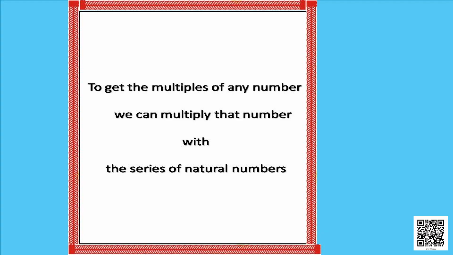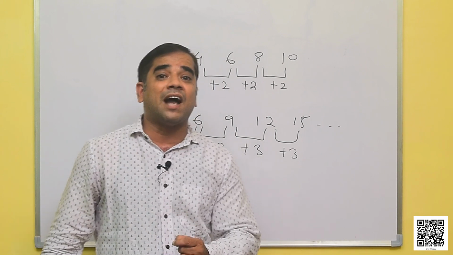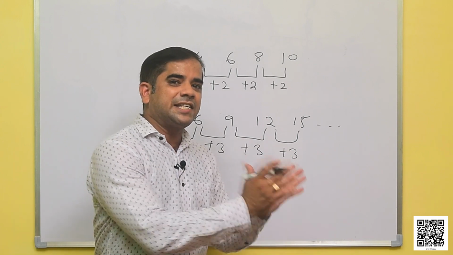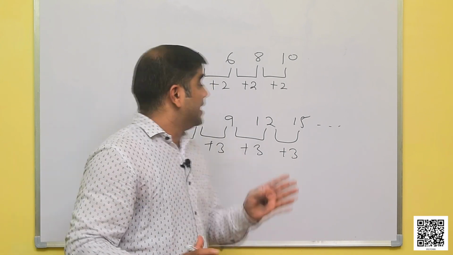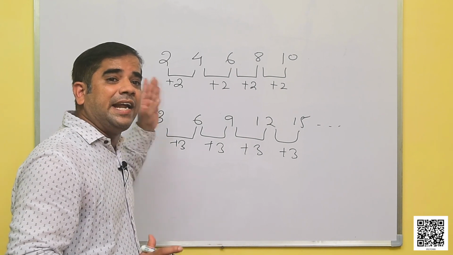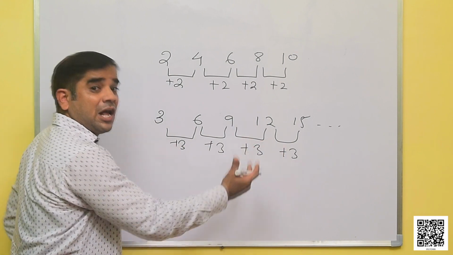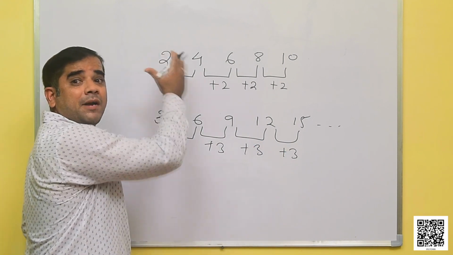Now we can say that to get the multiples of any number, we can multiply that number with the series of natural numbers. That means every number has infinite number of multiples. We cannot say that a number has only this many multiples. Any number has infinite number of multiples, because how do we get the multiples? When we multiply that number by itself.